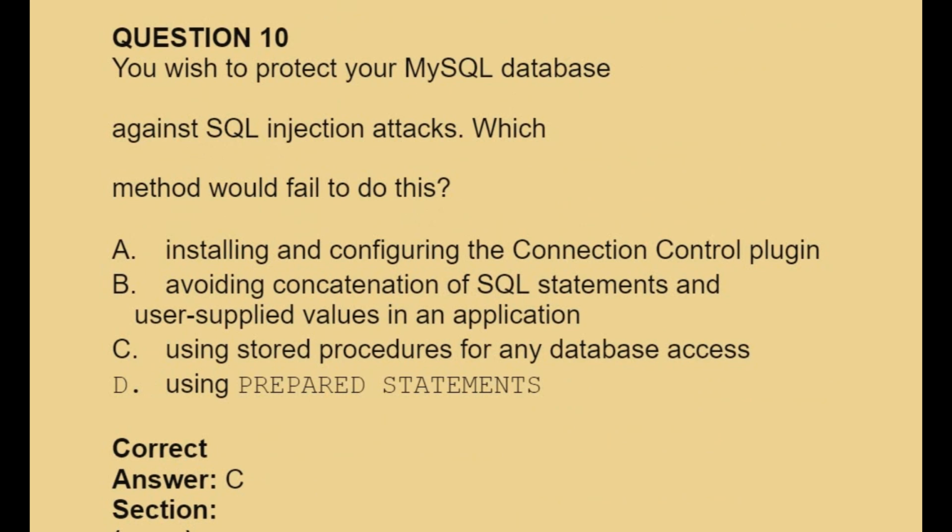Question is, you wish to protect your MySQL database against SQL injection attacks. Which method would fail to do this? Option A, installing and configuring the connection control plugin. Option B, avoiding concatenation of SQL statement and user supplied values in an application. Option C, using stored procedures for any database access. Option D, using prepared statements. Correct answer is option C.